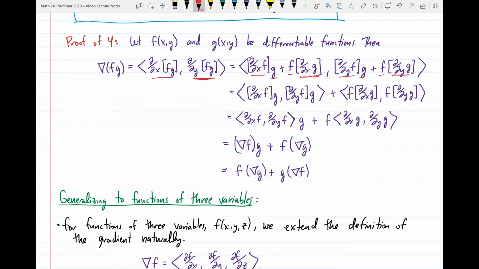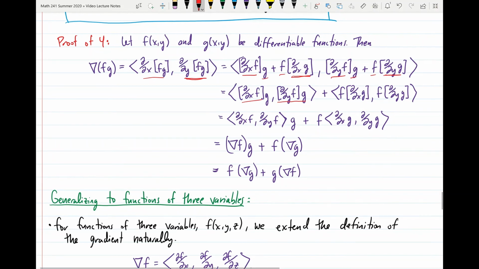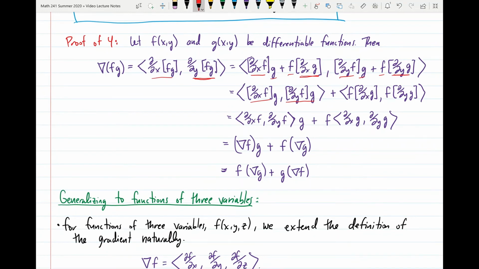So in the first vector, we're going to have the partial derivative with respect to x of f times g, and the j component of that first vector is going to be the partial derivative with respect to y of f times g. And then in our second vector, we have as the i component f times the partial derivative with respect to x of g, and then in the j component, we have f times the partial derivative of g with respect to y. So again, the key here is just realizing that we can take this vector up here and write it as the sum of two different vectors.